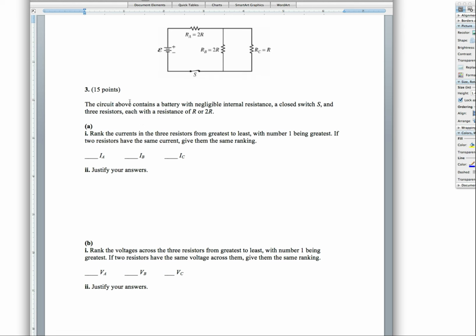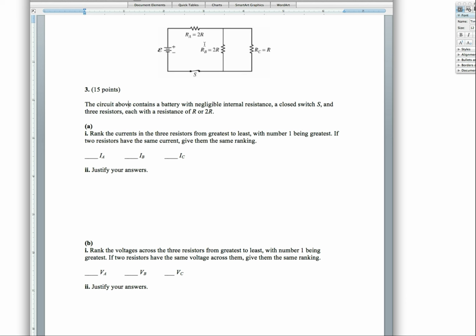Hey guys, welcome to the video tutorial for your free response. In this free response, we're dealing with resistors in series and in parallel, and then later on we'll be given the task of also having a capacitor in here as well. So first, let's look at this question.